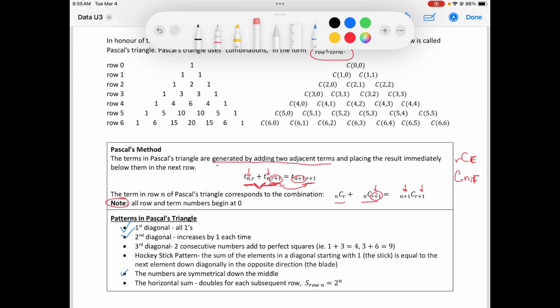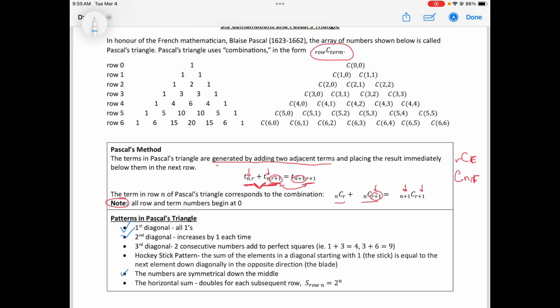Now, hockey stick pattern. For the hockey stick pattern, if you start at the 1 and you go down and make a hockey stick, it doesn't matter where you finish it, it could be 1, 2, 3, 4 terms, or 1, 2 terms. The rule is that this diagonal here, so 1 plus 3 plus 6 plus 10, actually equals the number in the blade. So 1 plus 5 equals that 6. 1, 2, 3, 4, 5 will equal the 15, and so on.